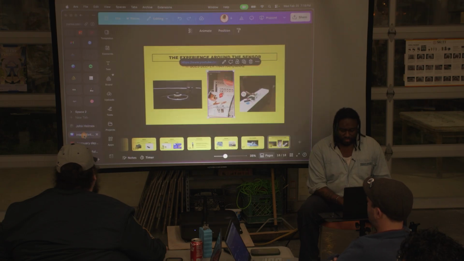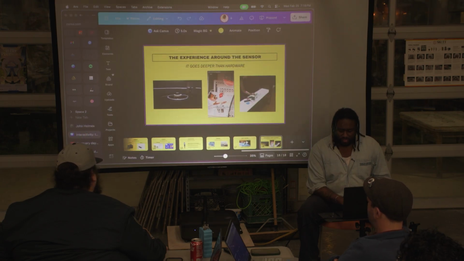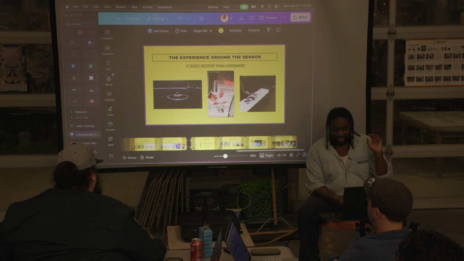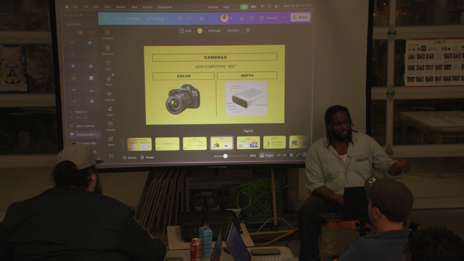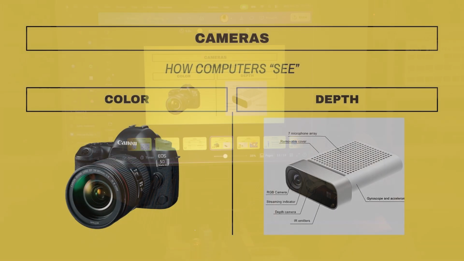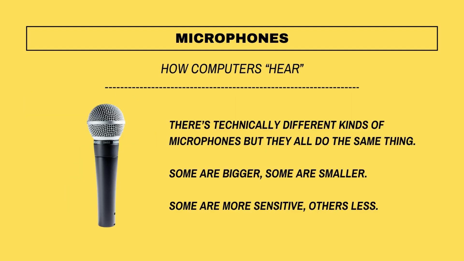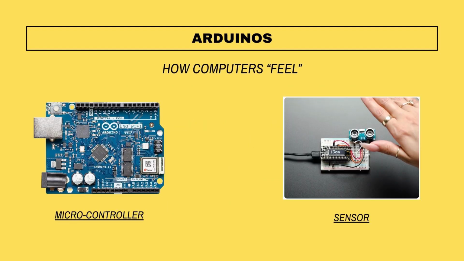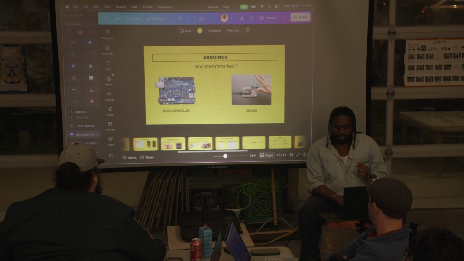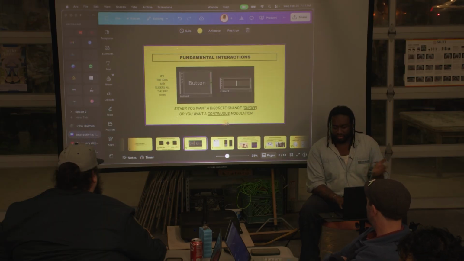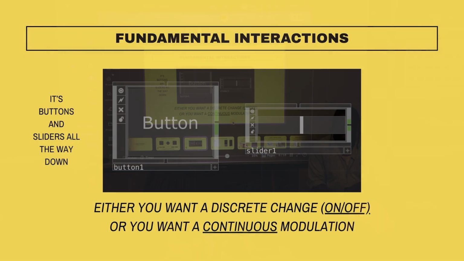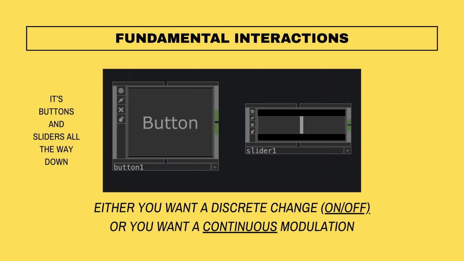So yeah, to reiterate a couple of the key points: if you want to get information into your installation from the viewer or from the environment, your only options are using some kind of camera, some kind of microphone, or one of the million types of sensors that you can attach to an Arduino. And at the bottom of the chain, it's either going to be a button or a slider. That's really all there is to it.